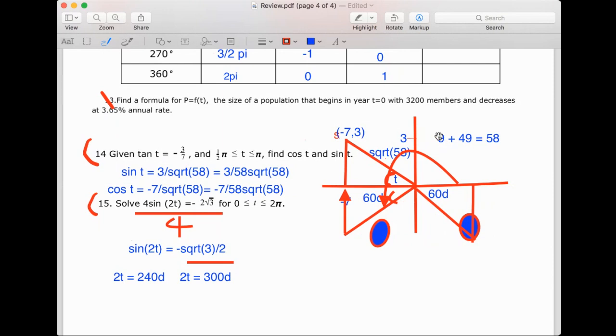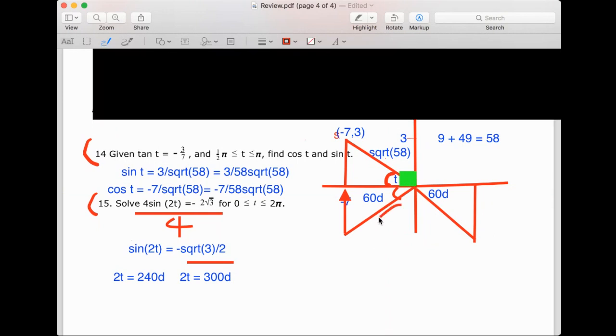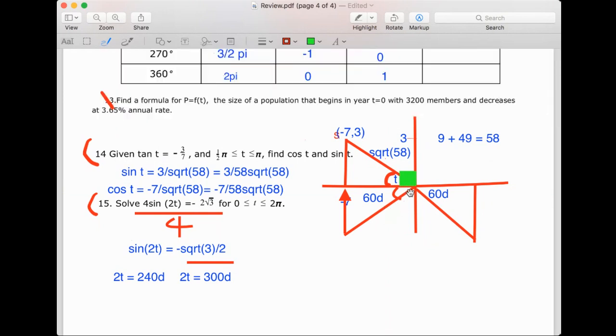Let me erase all this. Let's figure out the third quadrant first. In the third quadrant, we look at this picture, right? This triangle in the third quadrant. The reference angle is here. The terminal line is super important. I want to change my color. You see, this is my terminal line, this one.